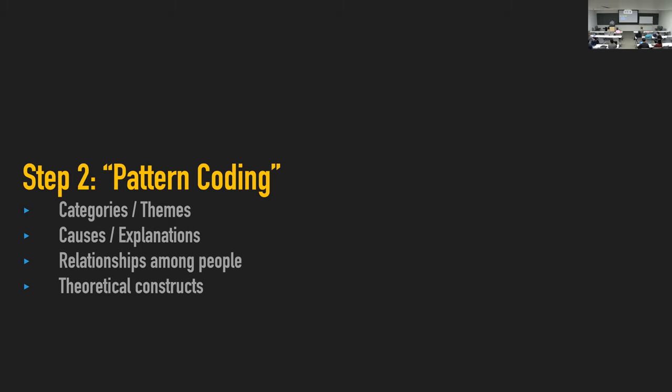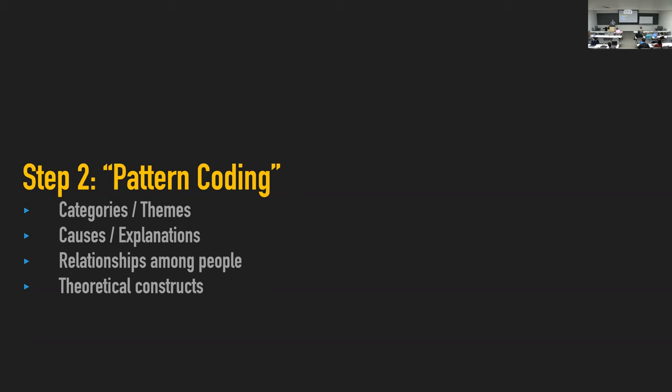Okay, so let's talk about the second step, which is, I think, the more interesting one. The first step was just a simplification of the data. Now is where the interesting stuff starts to happen. There are lots of terms that this goes by. I'm following the Miles and Huberman and Saldana description from the textbook chapter I mentioned in the beginning, where they refer to this as pattern coding.